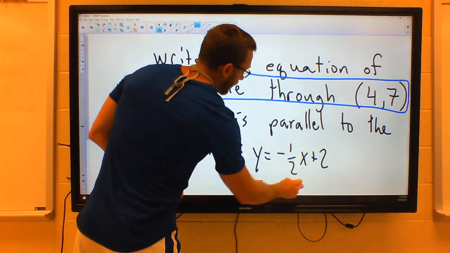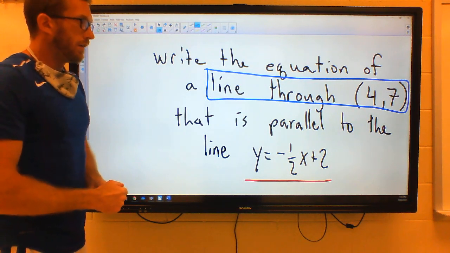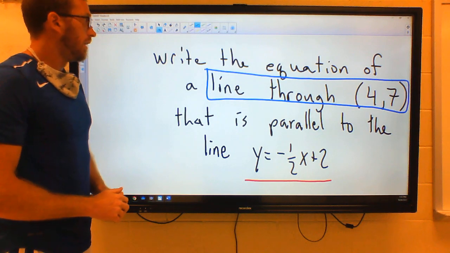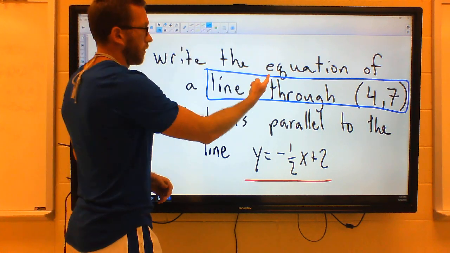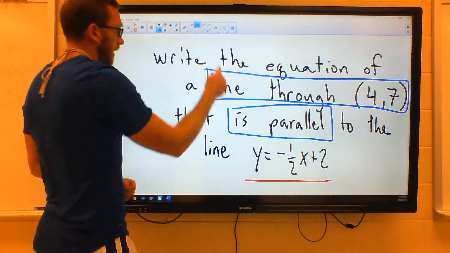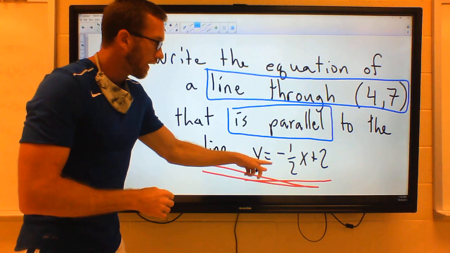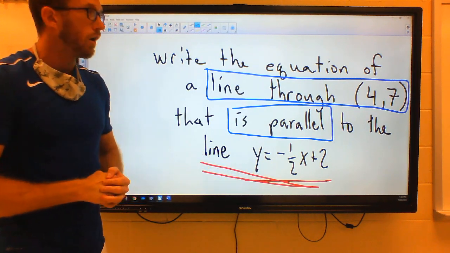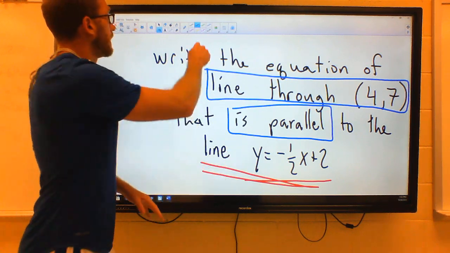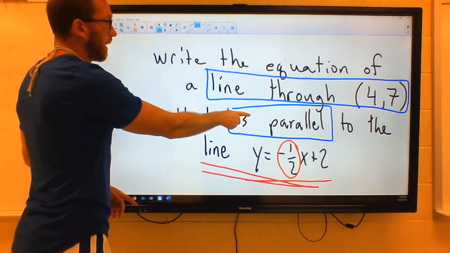Let me make this very clear. This is not our line, okay? This is a different line. Completely different line. Our line, I'm going to do blue for our line, is parallel to this line, which is a different line. So the only thing we want out of this line is the slope. Our line is not this line, okay? This line has its own slope right here. Our line is parallel to that.